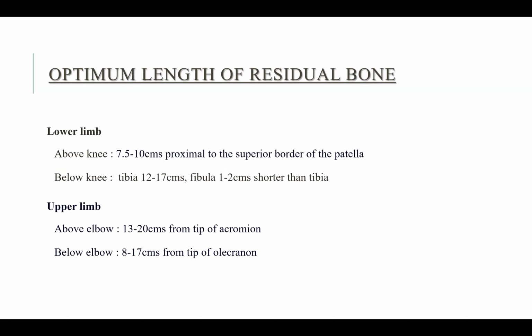The optimal length of residual bone in the lower limb: in above knee amputation, it's 7.5 to 10 centimeters proximal to the superior border of the patella. In below knee, the tibia should be 12 to 17 centimeters. The fibula should be 1 to 2 centimeters shorter than the tibia for a good stump. In the upper limb, above elbow amputation, 13 to 20 centimeters from the tip of the acromion. And below elbow, 8 to 17 centimeters.